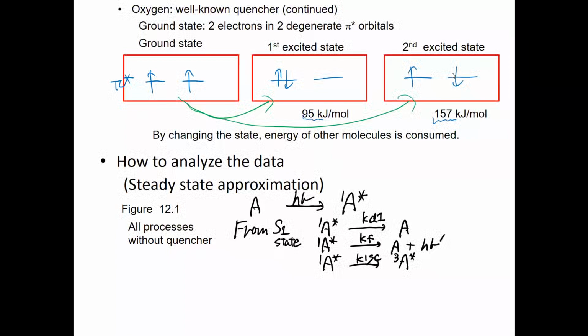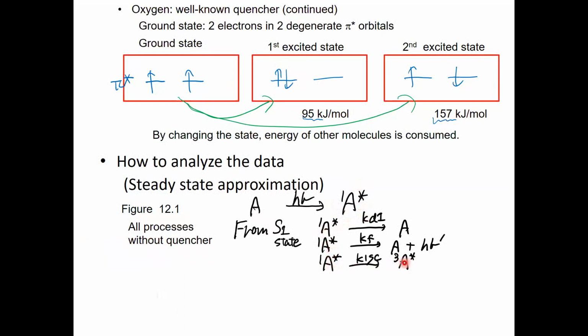So next, let's think about how to analyze the data. In the typical analysis for the photochemical reaction, we use the kinetic analysis. We use the steady state approximation, which indicates the intermediate species concentration doesn't change during the light radiation. Intermediate species means, for example, the excited state.